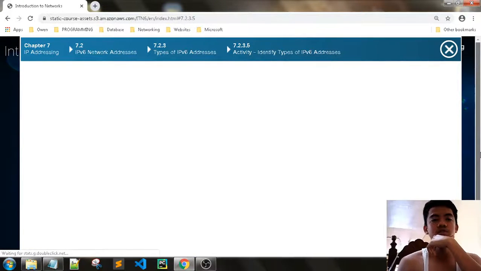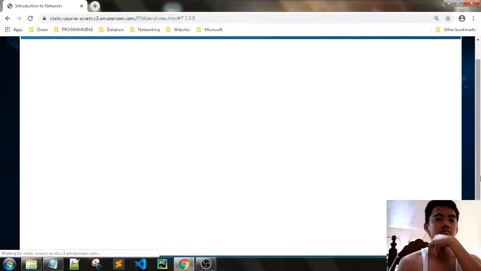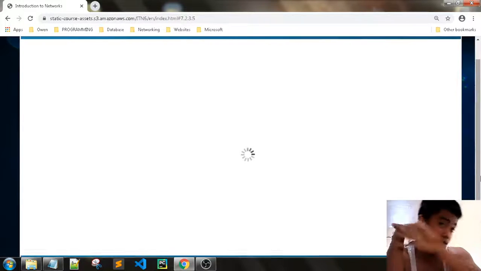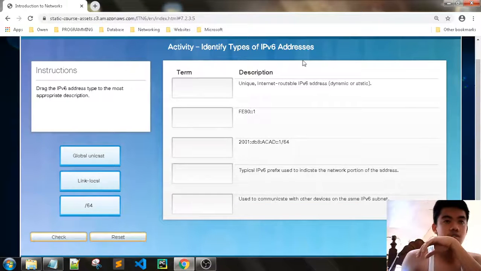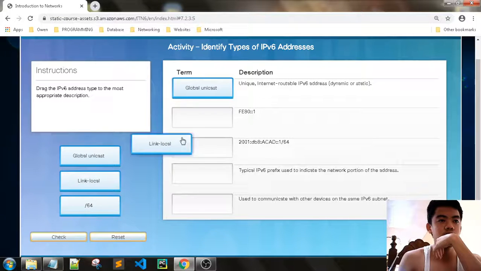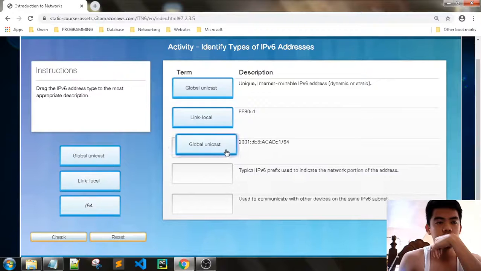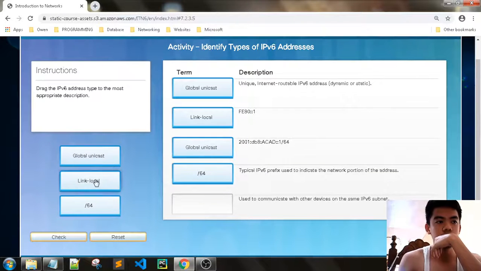Identify types of IPv6 address. So we have global unicast, link local, and the same link local. Check.